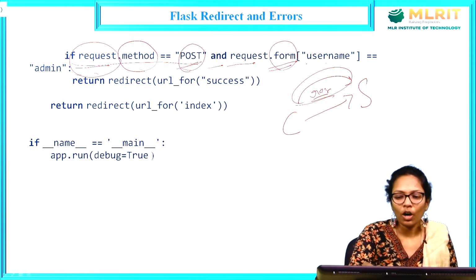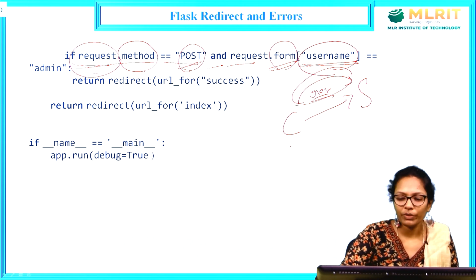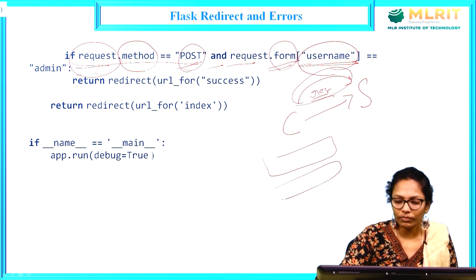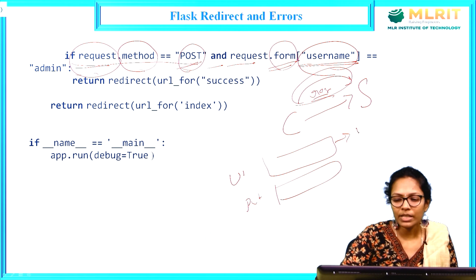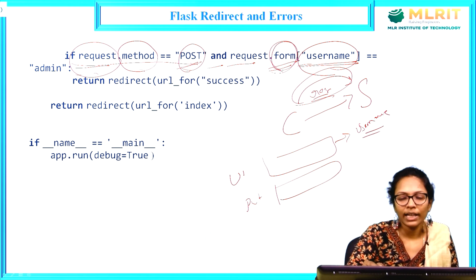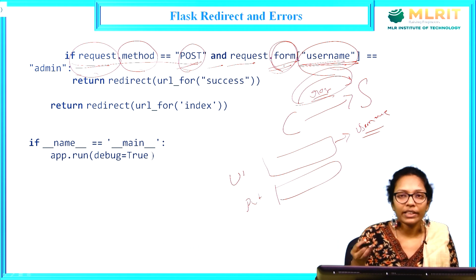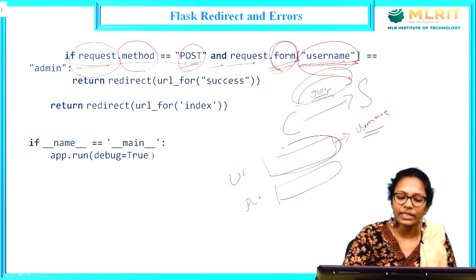So form of what? It is a field name, the name of the field. We have a form like this. This is username and this is password. Like this we have two fields. The field name is username. Actually form is an array here, and the array uses the index as username. So it will give the value which is present in this text field.